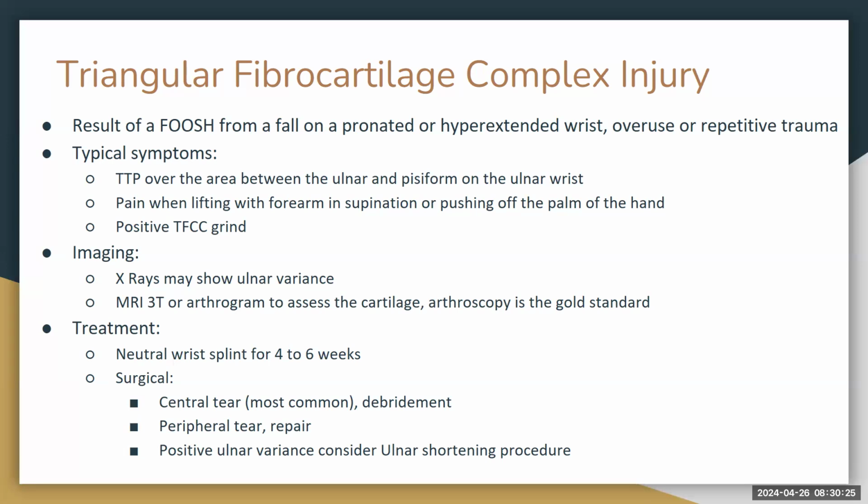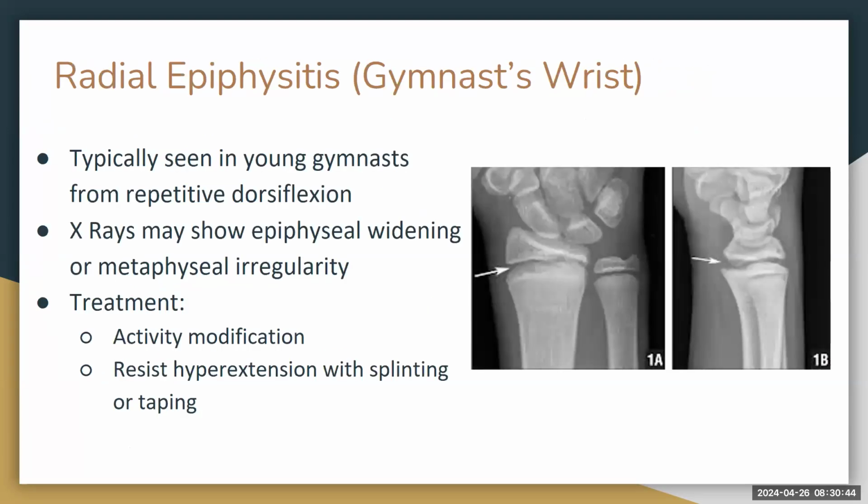Neutral wrist splint for 4 to 6 weeks, and then surgically you can treat. These can be treated surgically with debridement for the central tendon, repair for the peripheral tendon. And then they do occasionally consider ulnar shortening, interestingly enough. So, just because of that positive variance.